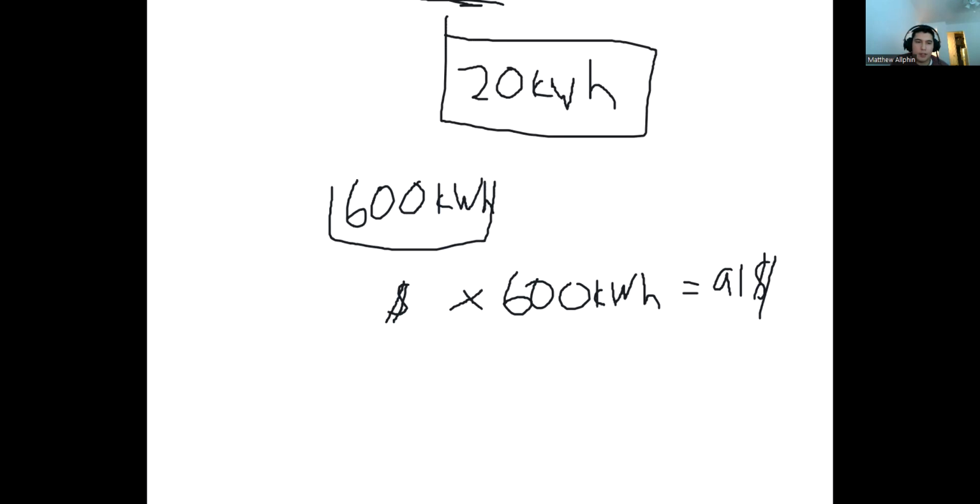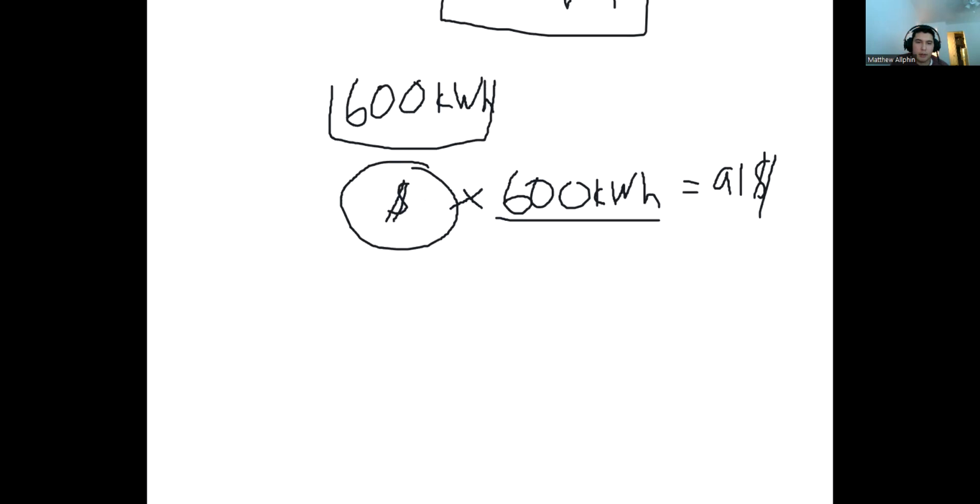And in order to find this dollar amount, then I'd have to divide by 600 kilowatt hours, and that would give me this. And we see this is dollars per kilowatt hour.